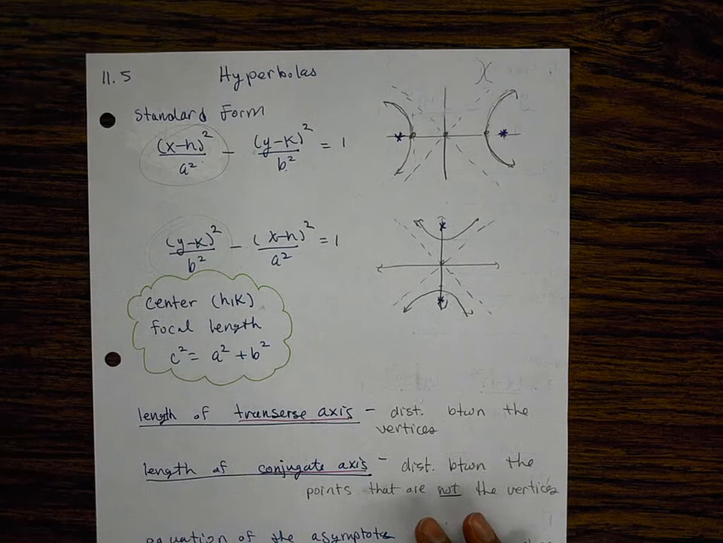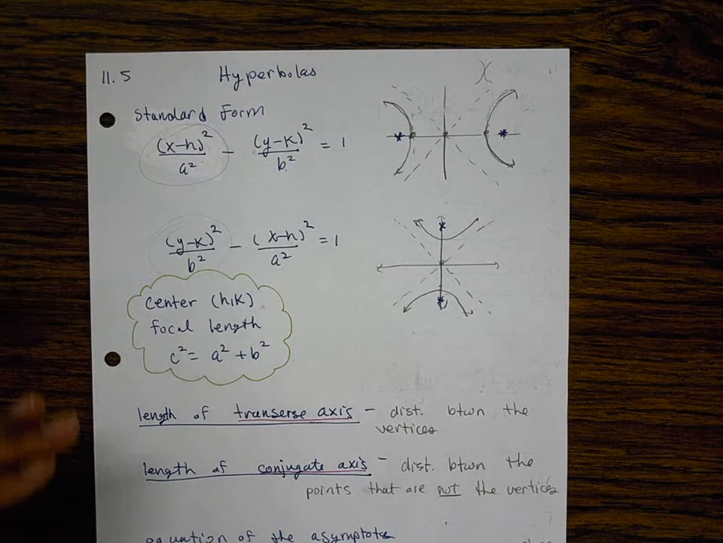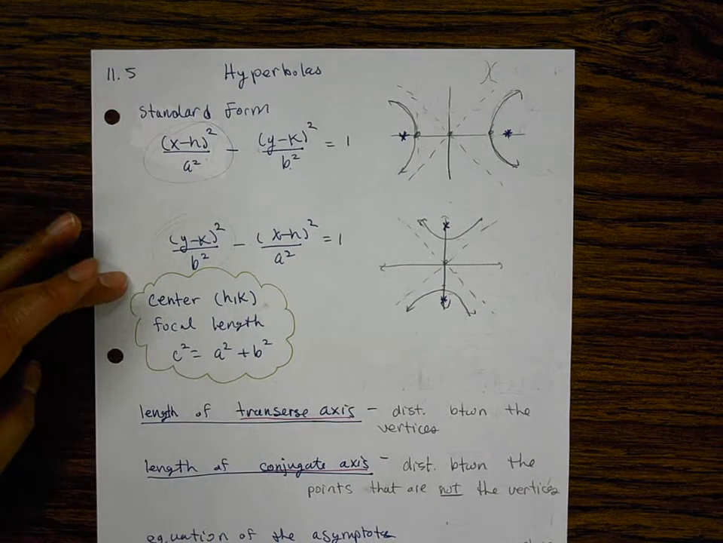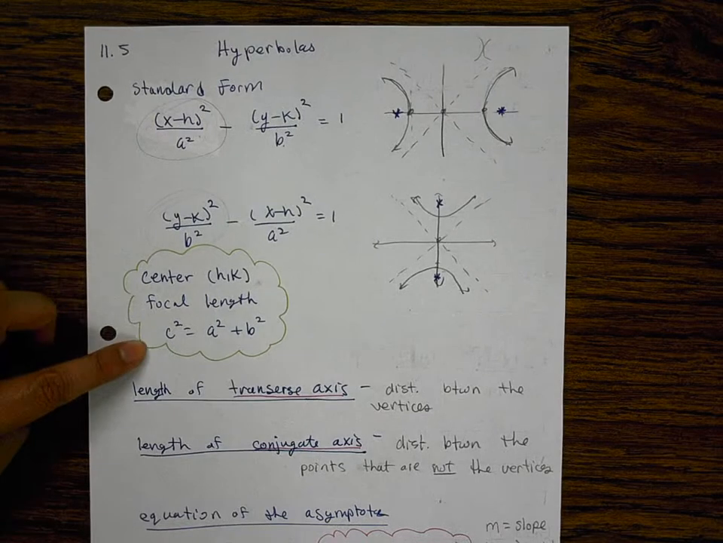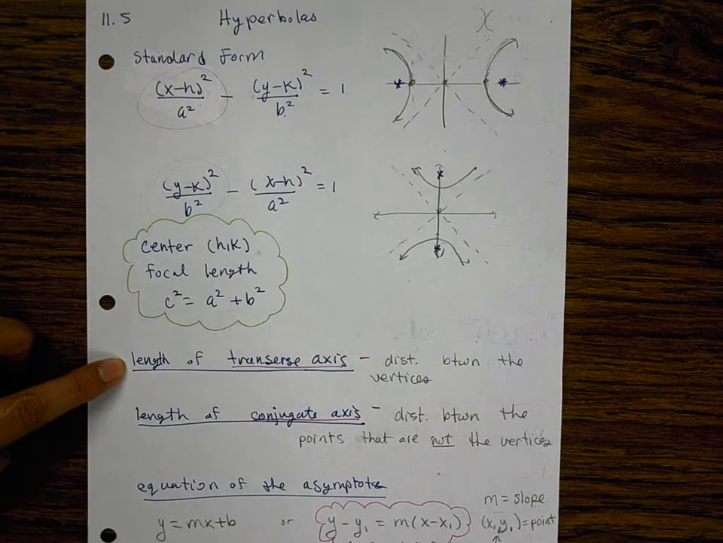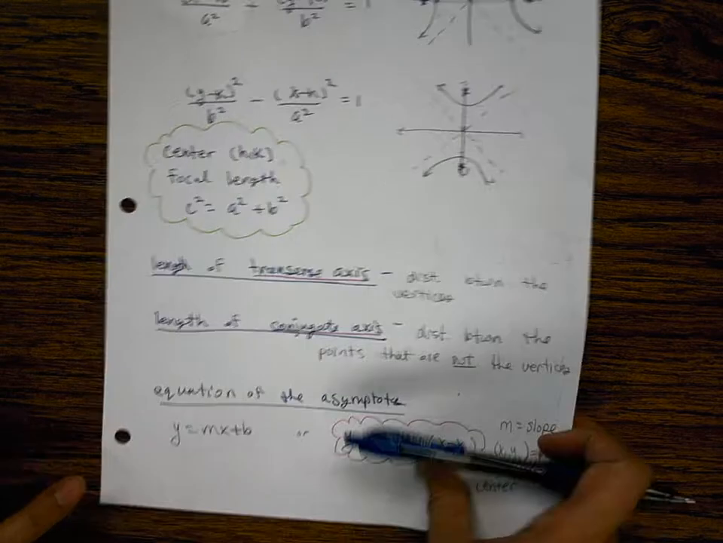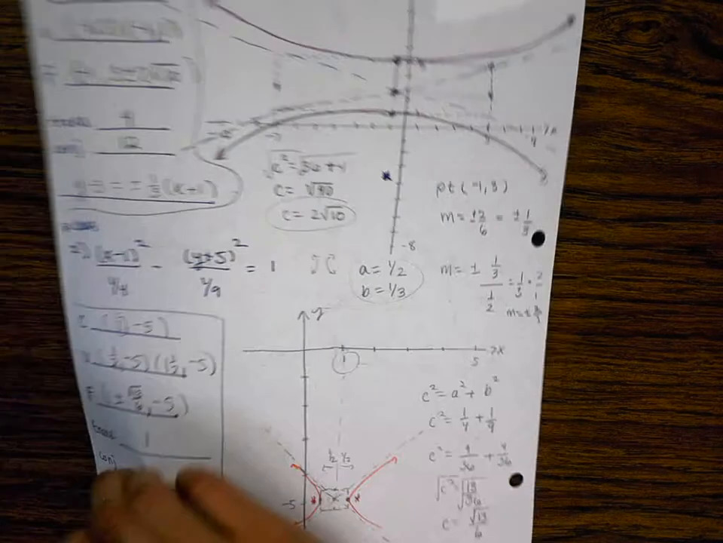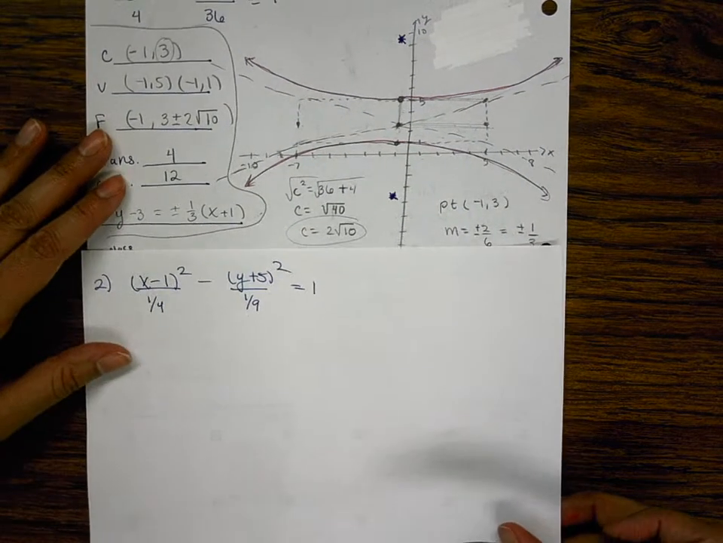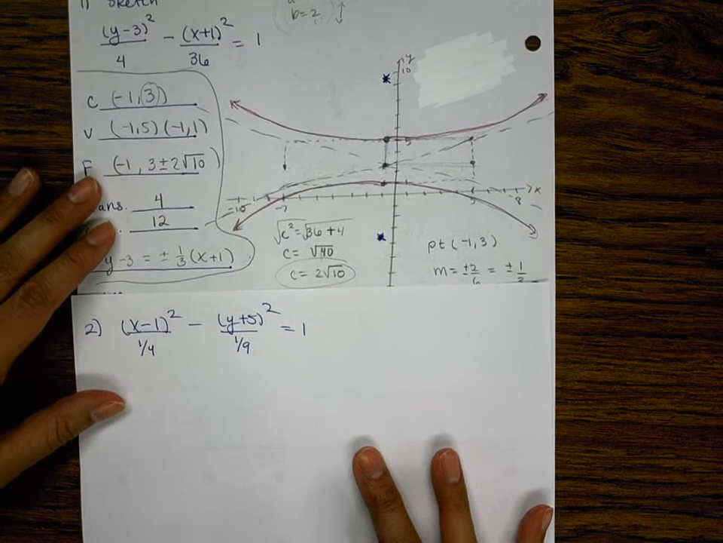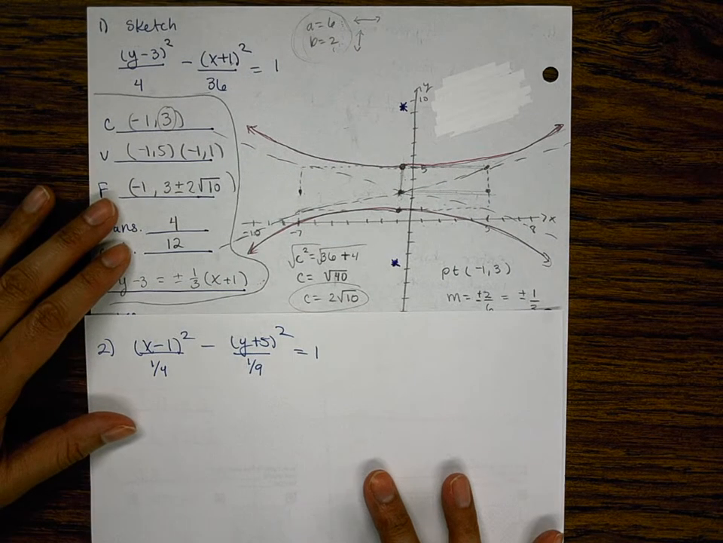Now, in the original set of notes, I went over all of this with you. What is a hyperbola, the two standard forms, all this information, what is the transverse axis, the conjugate axis, how to find the equation of the asymptotes. And then I did number 1 with you, and I said I would do number 2 in class. And we are doing it in this video.